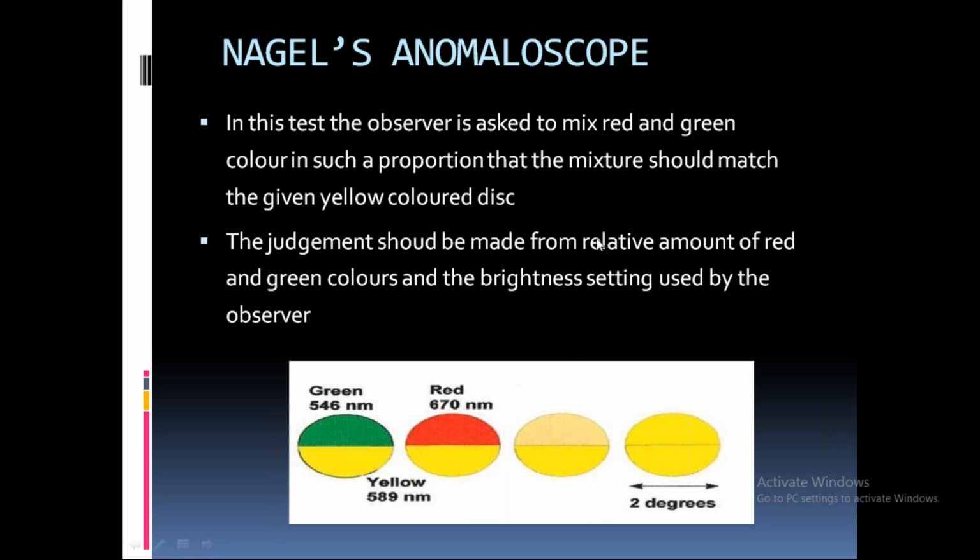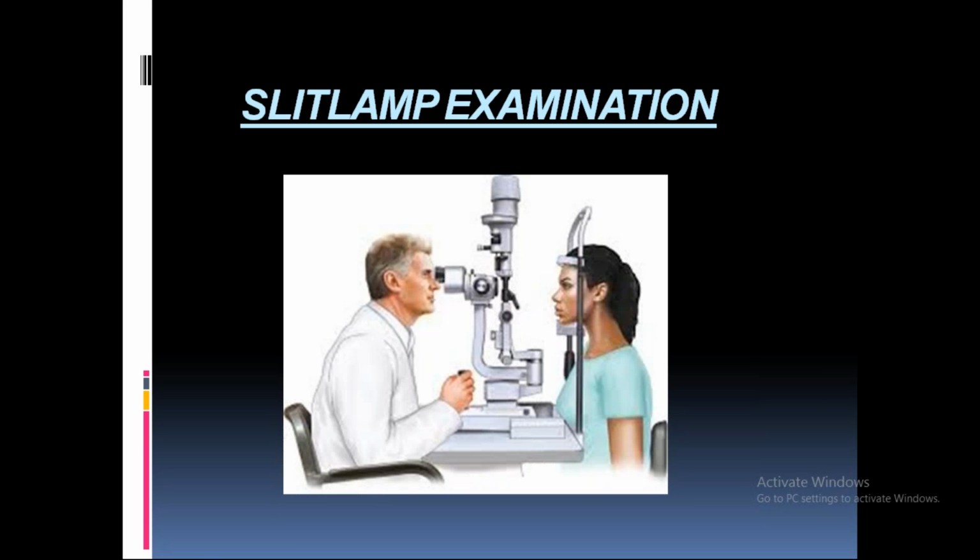The judgment is made from the relative amount of red and green colors and the brightness setting used by the observer. We mix the red and green colors until together they become the target yellow color. That is called Nagel's anomaloscope.